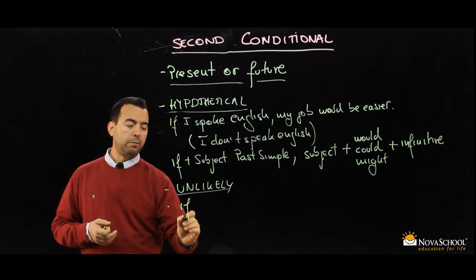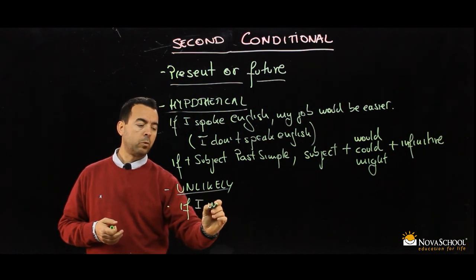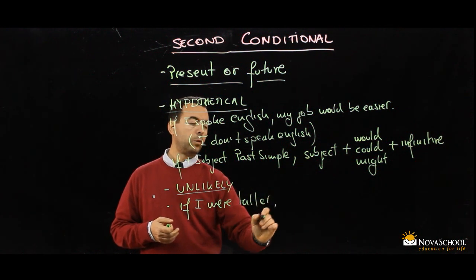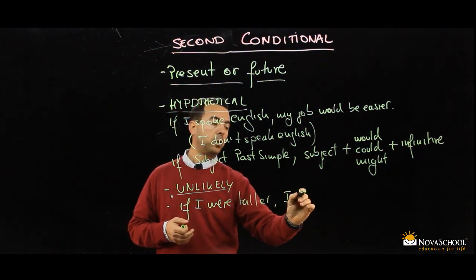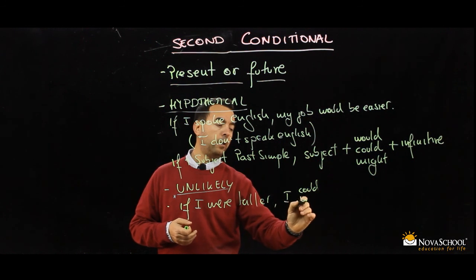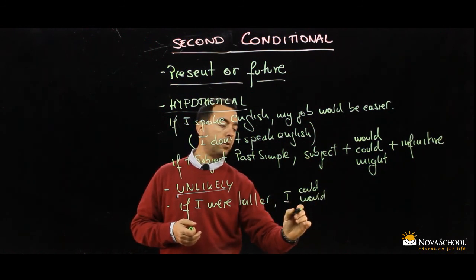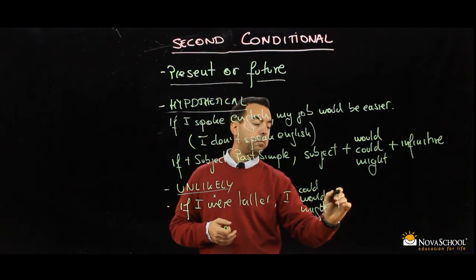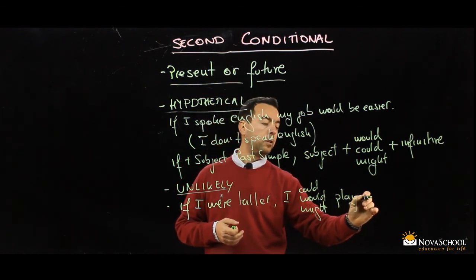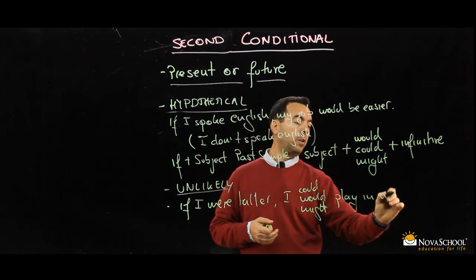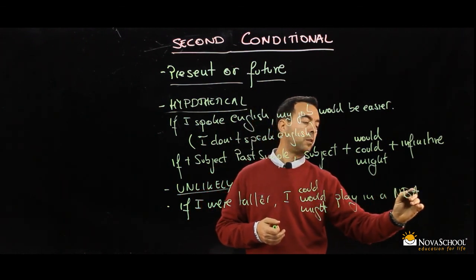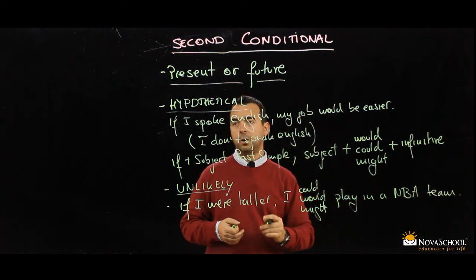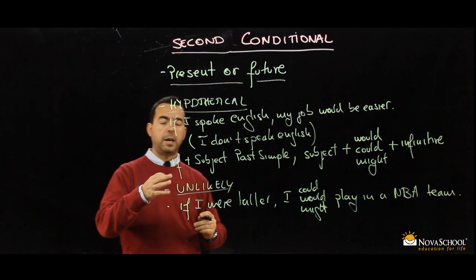So, if I were taller, I could, I would, or I might play in an NBA team. As you could see, we have hypothetical and unlikely.